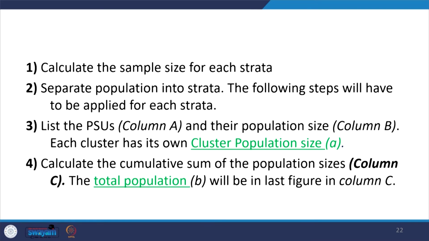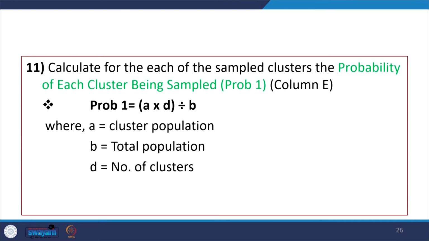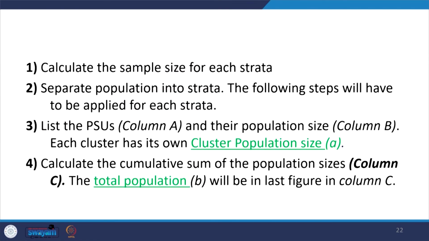We need to first calculate the sample size for each stratum, separating the population into strata. In the second stage, the following steps have to be applied for each stratum. We need to list the PSUs, primary sampling units, in column A, and their population size in column B. In our Excel sheet, we will put the PSU, the unit, in column A and their population size in column B. I have a sample example for it, I will show it to you.